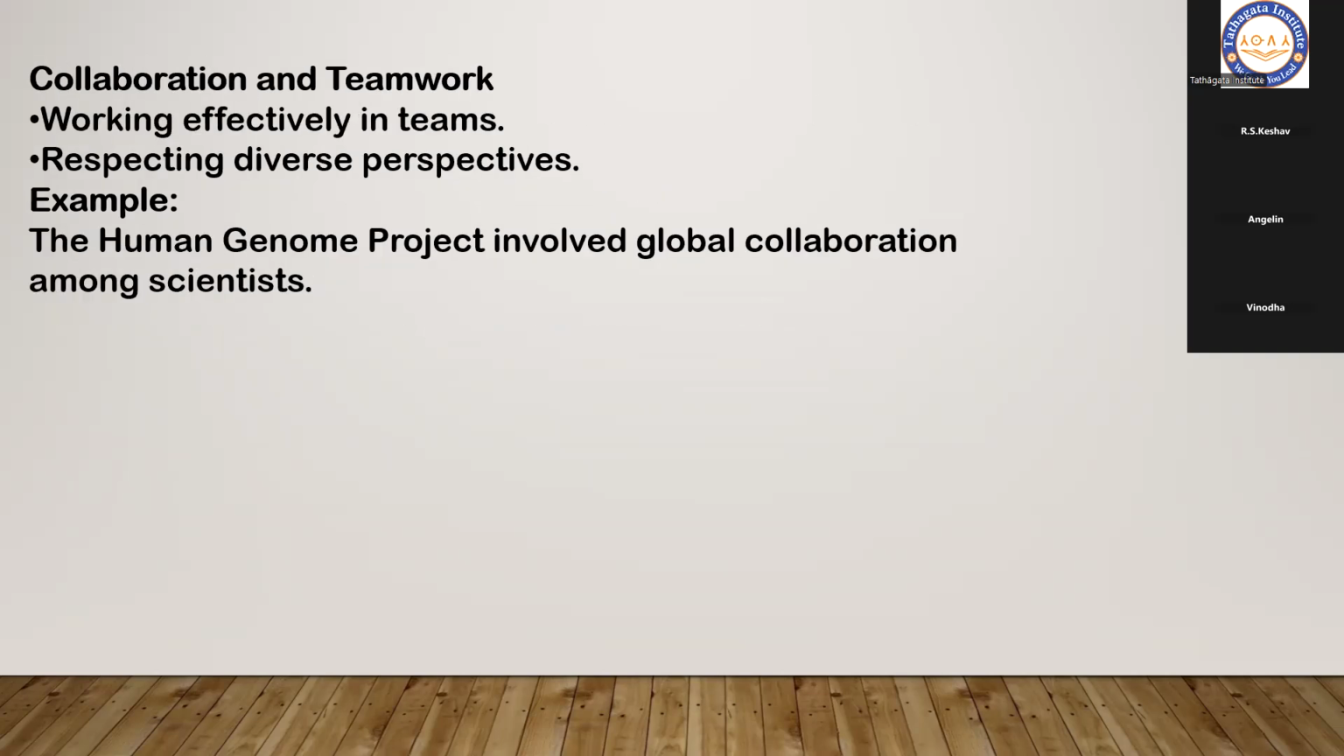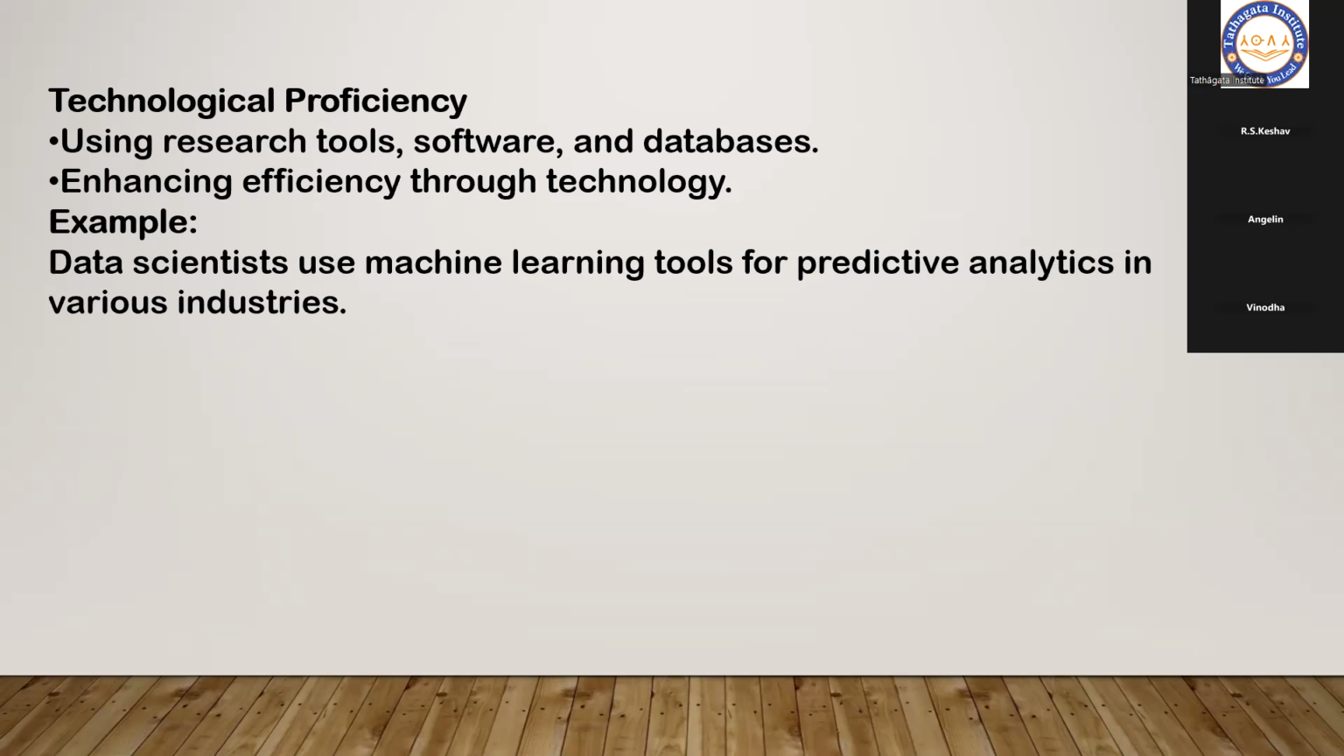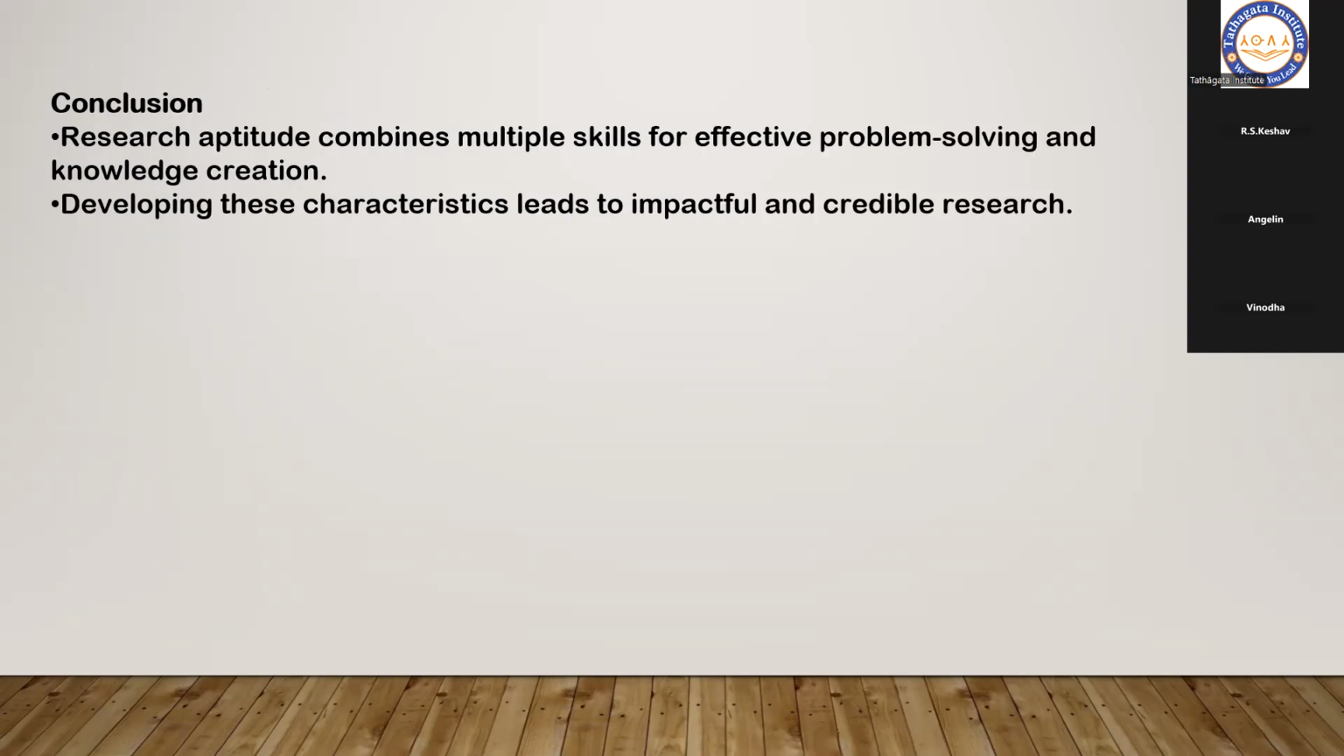Collaboration and teamwork, another important aspect. There has to be acceptance among the team members, and the team plays an important role. The Human Genome Project involved global collaboration among scientists. If the scientists are going to be fighting amongst themselves, that you are from this country and I'm from that country, the outcome would not be good. So there has to be good collaboration and teamwork. Technological proficiency is most important in today's world. Technology has to be understood.